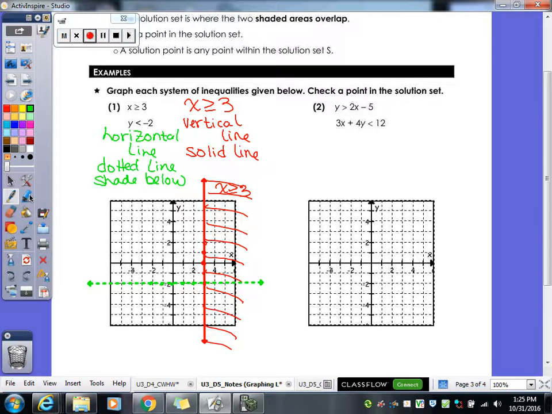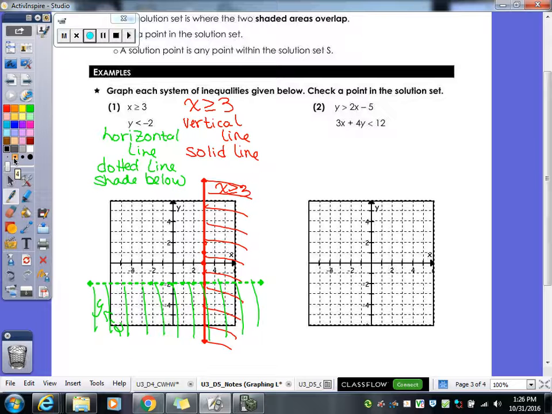So I got my dotted line there. If you're using your pencil and you forget to make it dotted, you can go ahead and erase a little bit to make it a dotted line. And then we have to shade below the line. What do I have to write in my shading? I have to write the name of my inequality. This is y is less than -2.